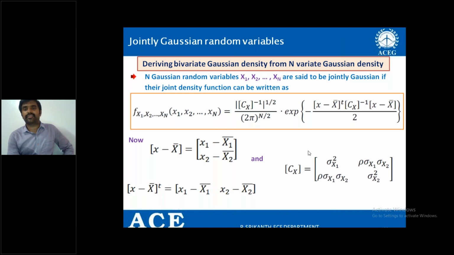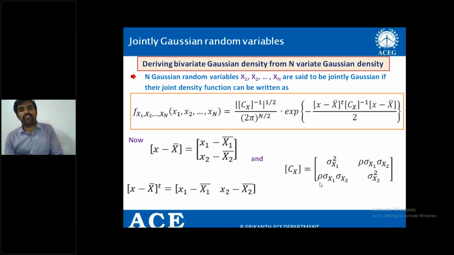And Cx, the covariance, is what? We have taken this particular expression in the previous slide. Covariance is equal to C11, C12, C21, C22. C11 is the variance of x1, C22 is the variance of x2, C12 is the covariance of x1 and x2. Similarly, C21 is also the covariance of x2 and x1. Both are equal, in fact, right?